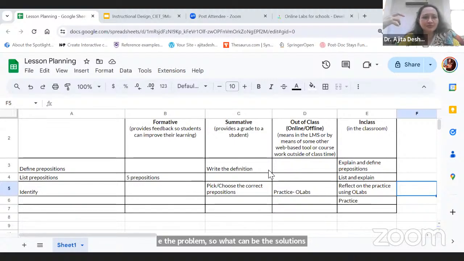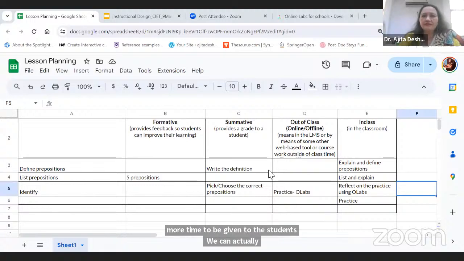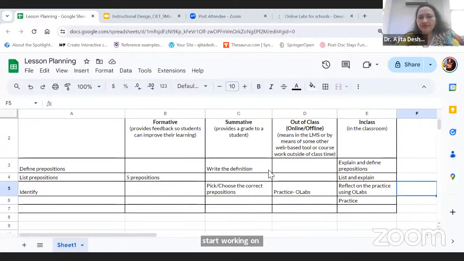We can ask the school to have more time to be given to the students. We can actually start working on that. They have certain off periods. Can they go in there at that time? Can we ask for community help? Do we have any community centers?